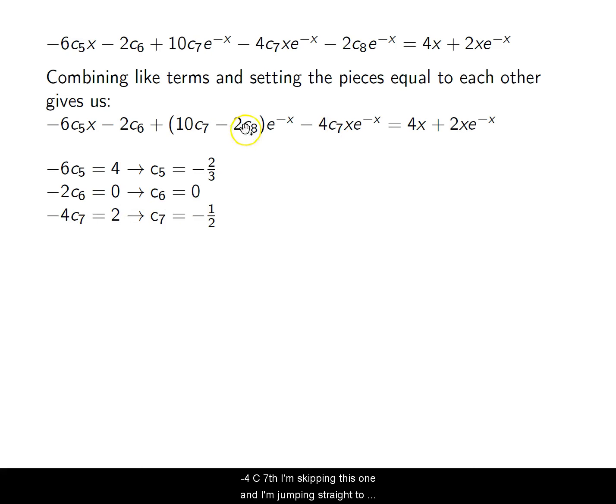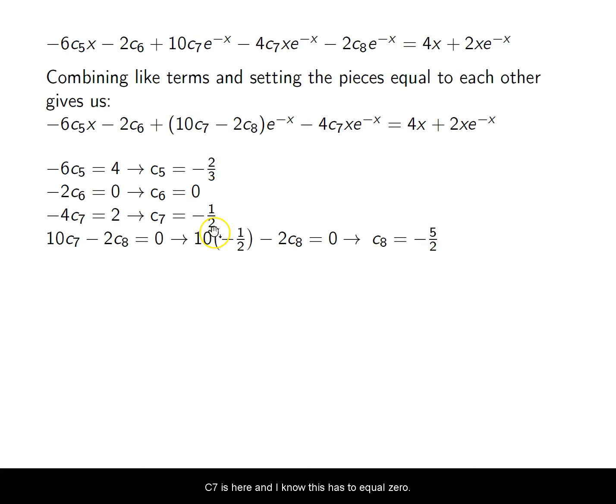-4c7, so I'm skipping this one and I'm jumping straight to this one because I can get an answer right away. This is the form that also shows up here. So those coefficients have to be the same, -4c7 and 2. So that gives me c7 is -1/2. c7 is here, and I know this has to equal 0. Right, 10c7 minus 2c8 has to be 0 because there's no e to the -x over here by itself times a constant.